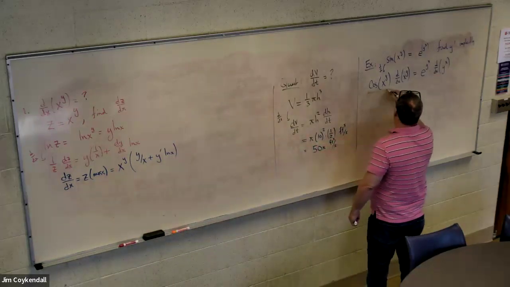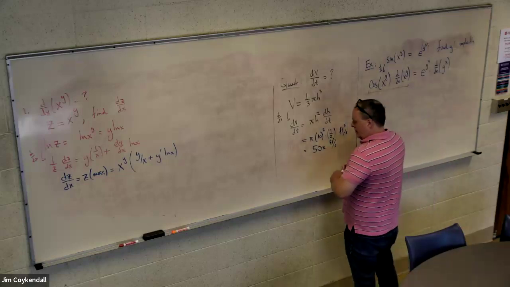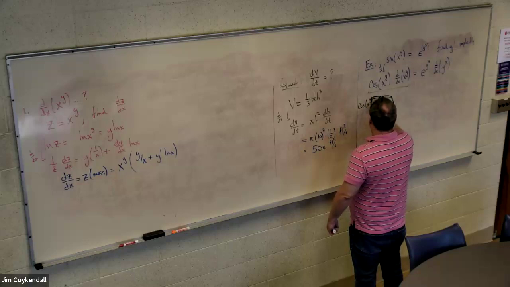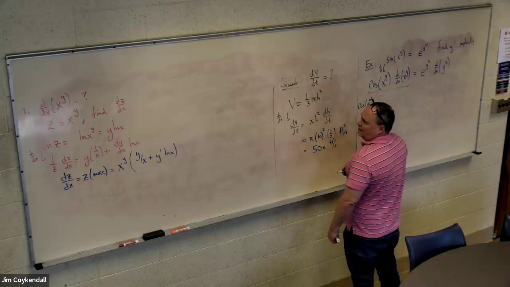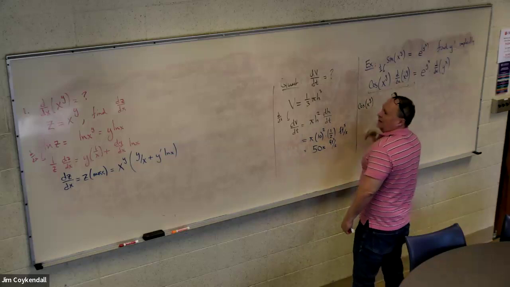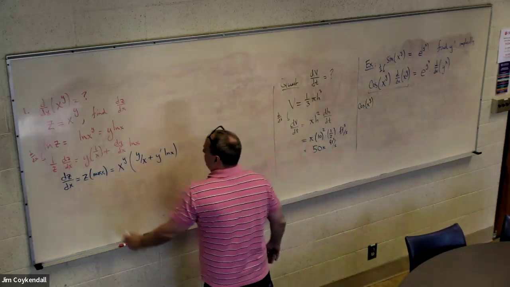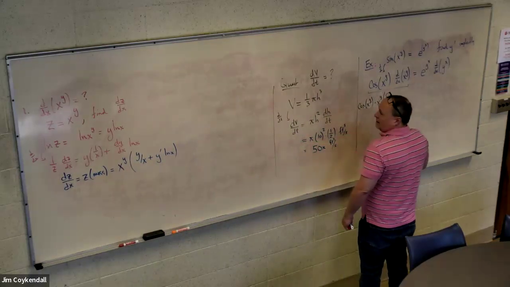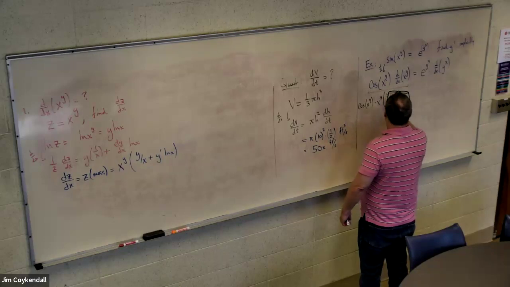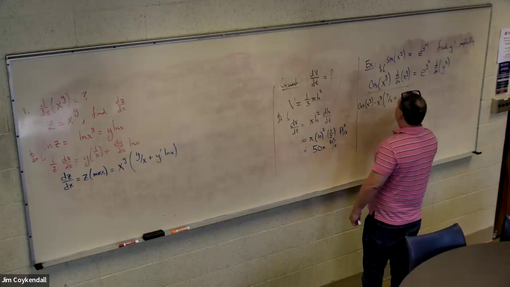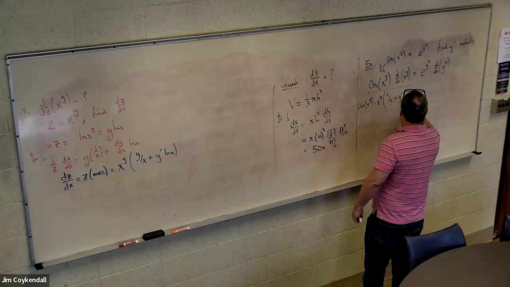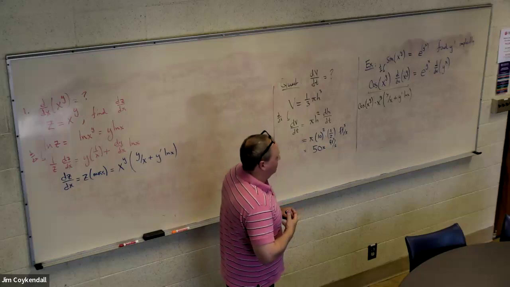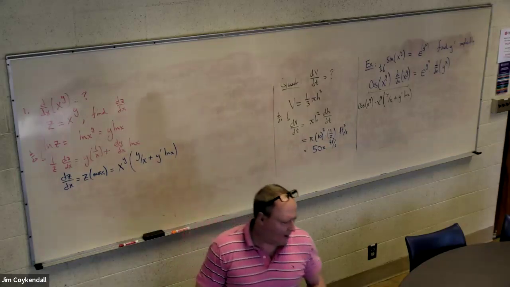First bit is cosine of x and y times d/dx of x to the y, which we figured out is x to the y times y over x plus y prime log x. So we're sort of halfway through.